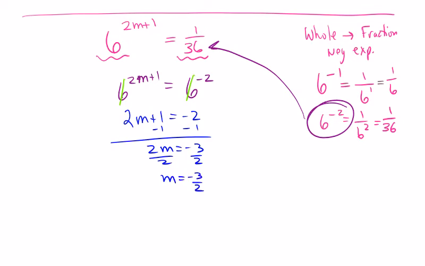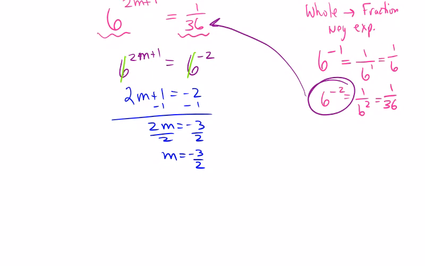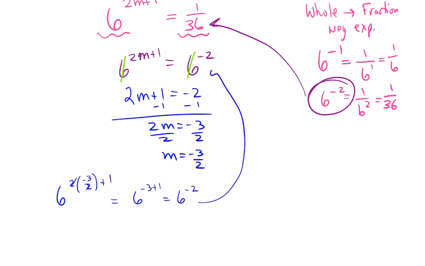Now, a lot of times when people get a fraction, they freak out and they say, oh no, we can't have a fraction. Oh, but you can. So let's check this out. We want to see 6 raised to the 2 times negative 3 over 2 plus 1. What is that equal to? Well, in this case, it's nice. The 2's cancel out. So that leaves us with 6 to the negative 3 plus 1, which is 6 to the negative second, which matches up to what we are trying to find. So having fractions is perfectly fine.